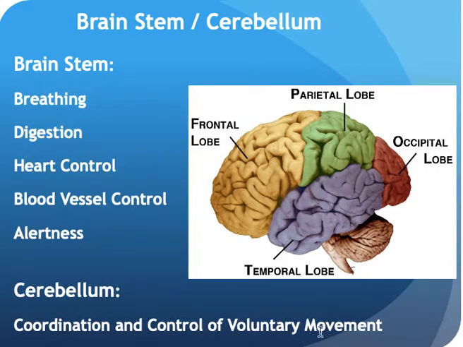Coordination and control of voluntary movement. I always remember the C with cerebellum, and then I got the coordination and I got the control of that voluntary movement. So a lot of movement stuff is going to come from that cerebellum.